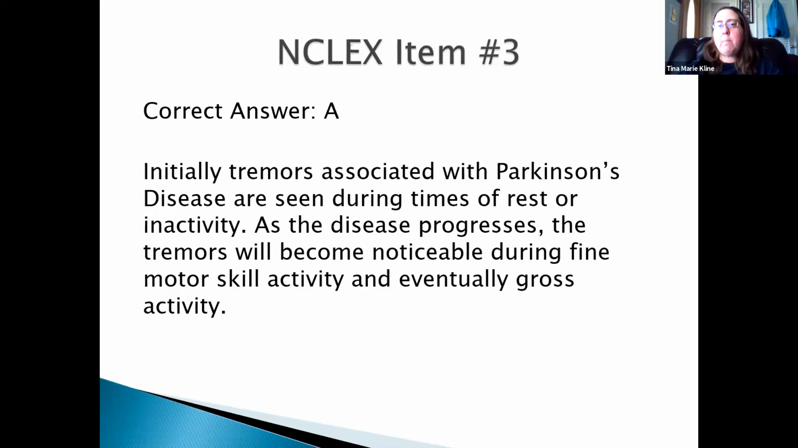This is why it's very important when you're documenting in your narrative assessment or in your EHR assessment, and you document tremors: are they happening at rest? Are they happening with movement? Are they very fine tremors? Are they more pronounced? You want to be very specific in your documentation, the same way you would describe sputum.